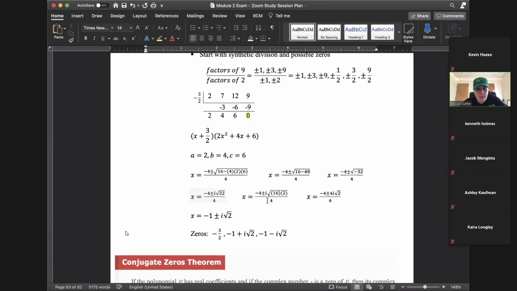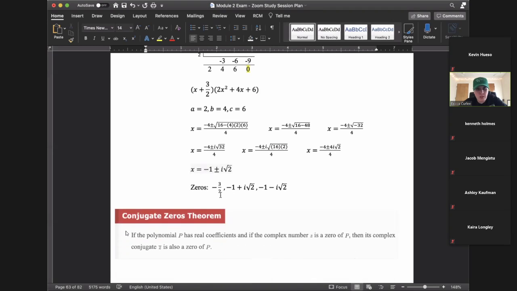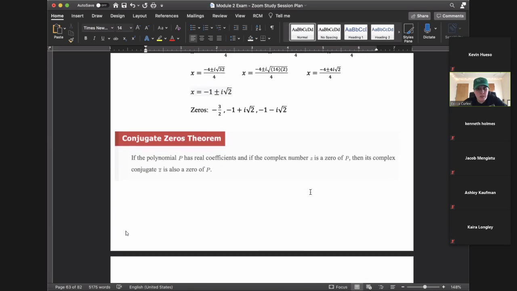And 32 is the same thing as 16 times 2. So we can take 4 and pull it outside of the radical, because the square root of 16 is 4. So we've got negative 4 plus or minus 4i square root of 2, over 4. Divide everything by 4, and we get negative 1 plus or minus i square root of 2. So your zeros are negative 3 over 2, negative 1 plus i square root of 2, and negative 1 minus i square root of 2.